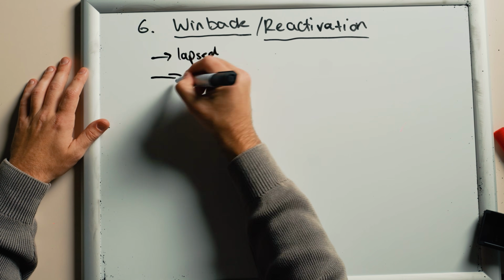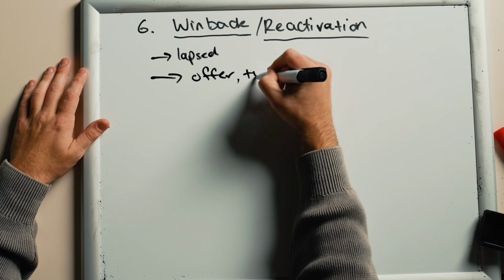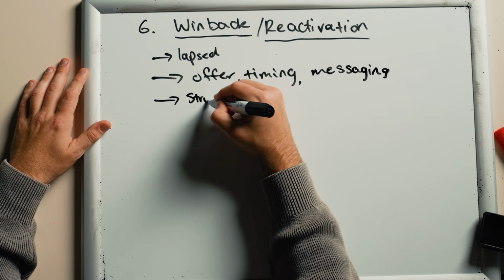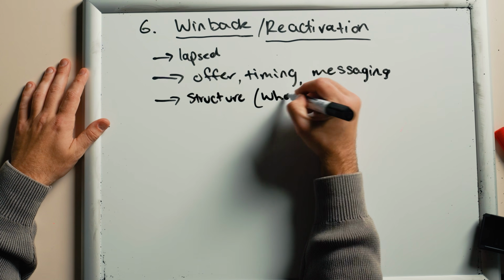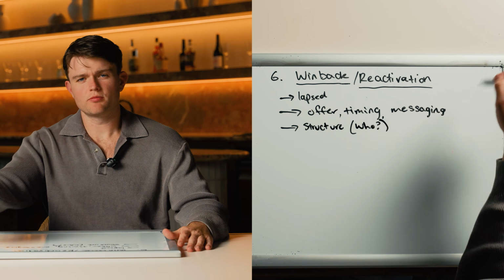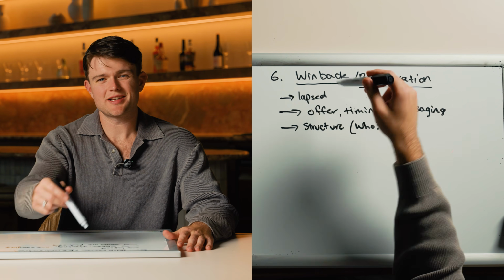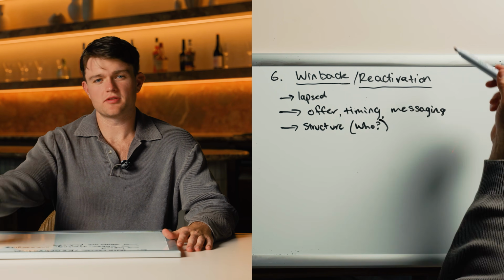And what's going to be very important here is essentially offer, timing, messaging. And the last thing we want to focus on is structure, i.e. who we're sending what to. Offer, timing, messaging, so important in all these flows. That was the sort of A/B testing framework I ran through earlier. But with our offer, this is going to be the biggest driver of lapsed customers. The better the offer, the better it's going to perform.